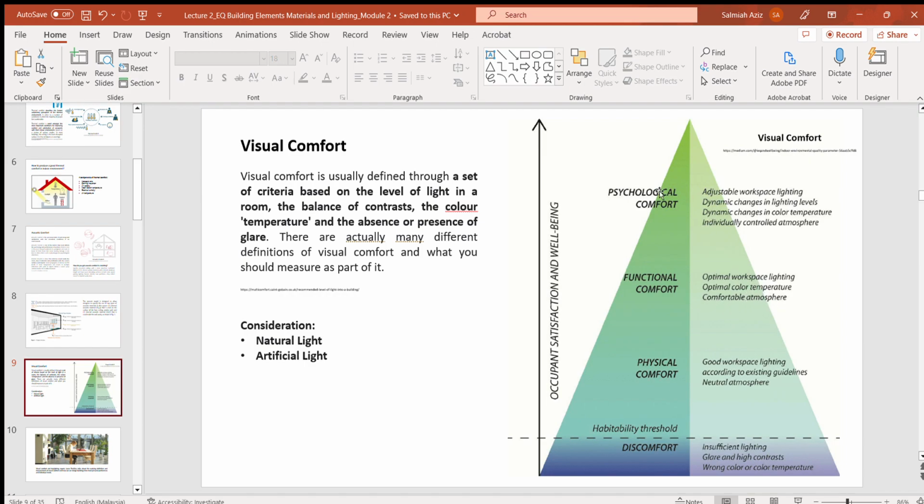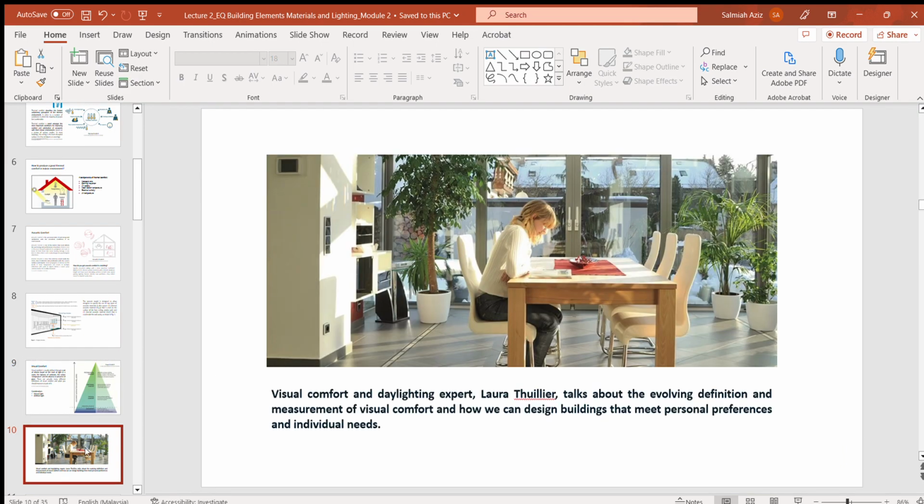And psychological comfort: adjustable workspace lighting, dynamic changes in lighting levels, dynamic changes in color temperature, and also individually controlled atmosphere. Okay, so these are the things that we should check in order to have good visual comfort in a room.